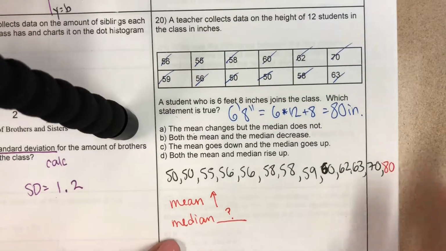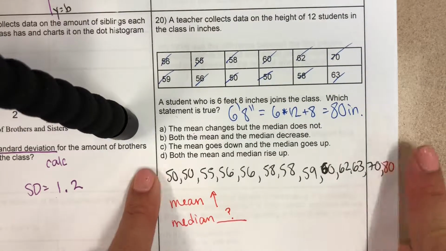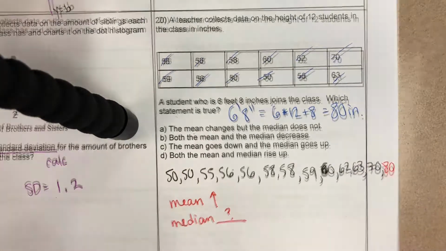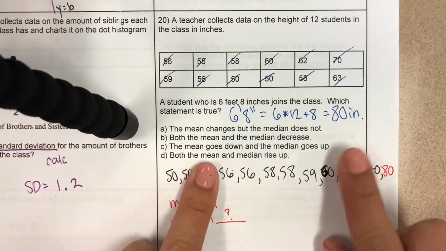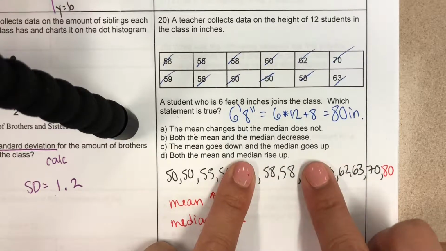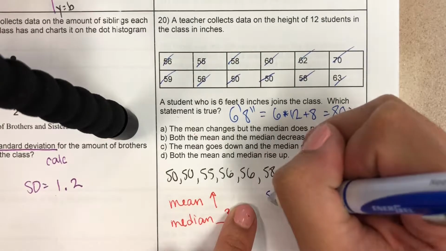So without this 80, let's pretend it's not there. I would just go until I hit the center. So get rid of these two, and then 50 and 63, 55, 62, 56, 60, 56, 59, and I'm left with 2 in the center, 58, 58. So the median would be 58.